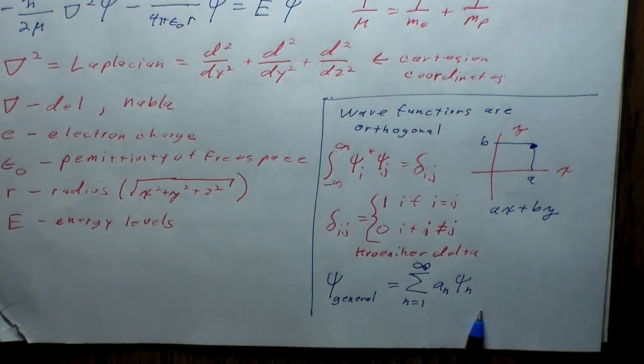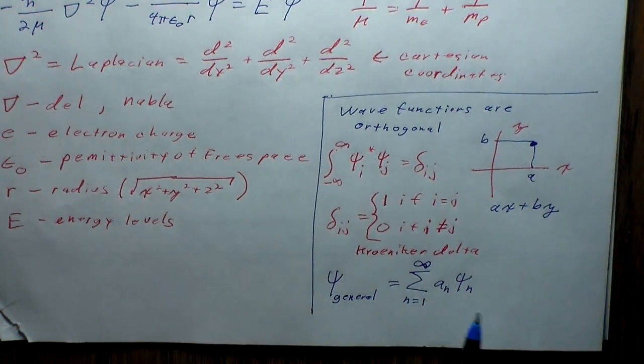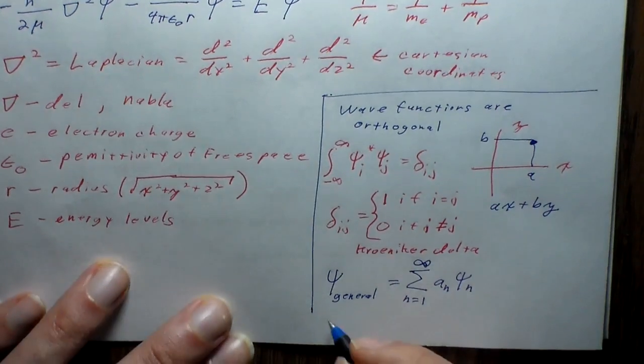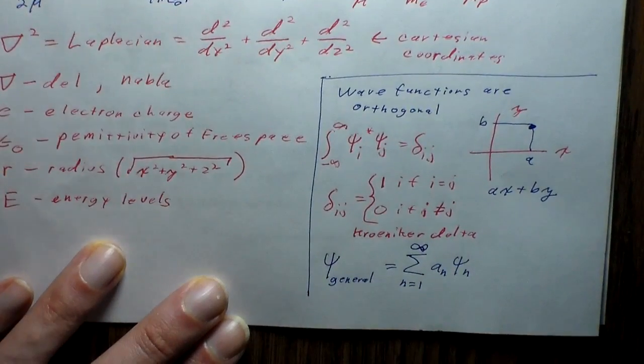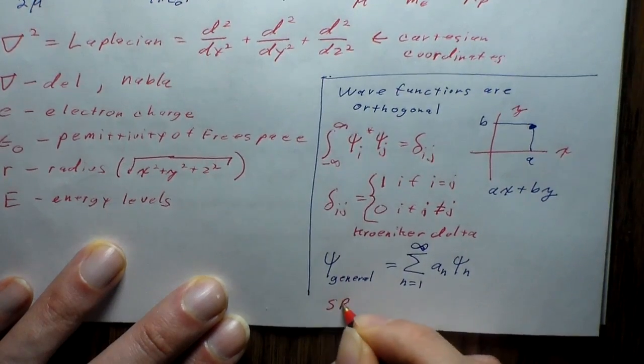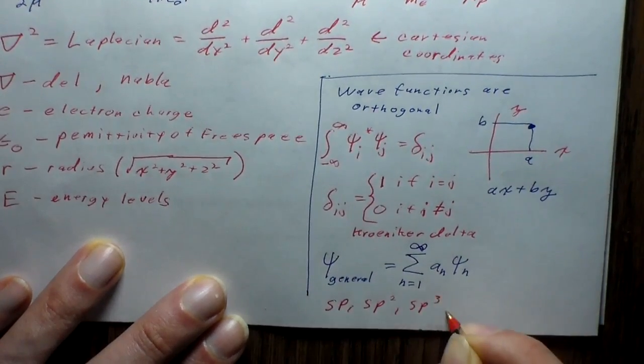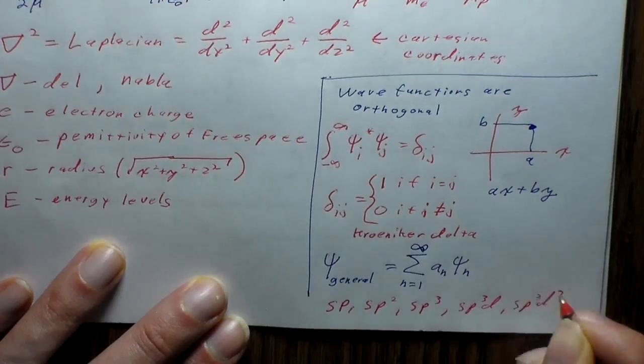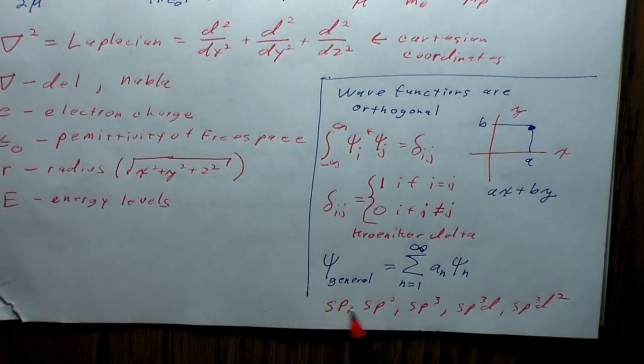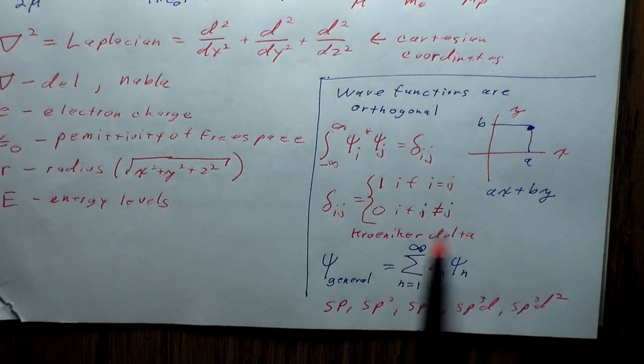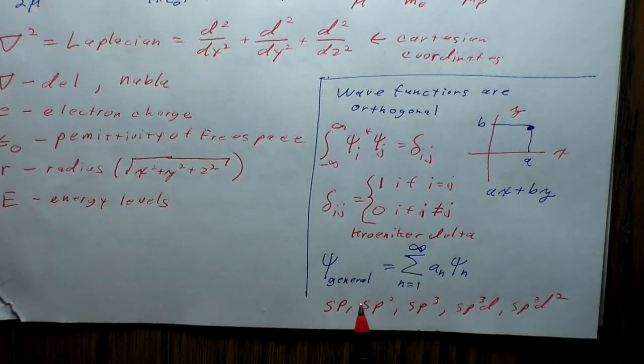Now, where does this come in very handy is if you remember hybrid orbitals. Of course, we have here our sp orbitals, sp2, sp3, sp3d. These are the hybrid orbitals, and essentially to get these hybrid orbitals, we're going to be adding up our basis functions, the s orbitals, p orbitals, and d orbitals, with the appropriate weighting constants, the a sub n's here, to get these particular orbitals. And that's why these wave functions are so very important.